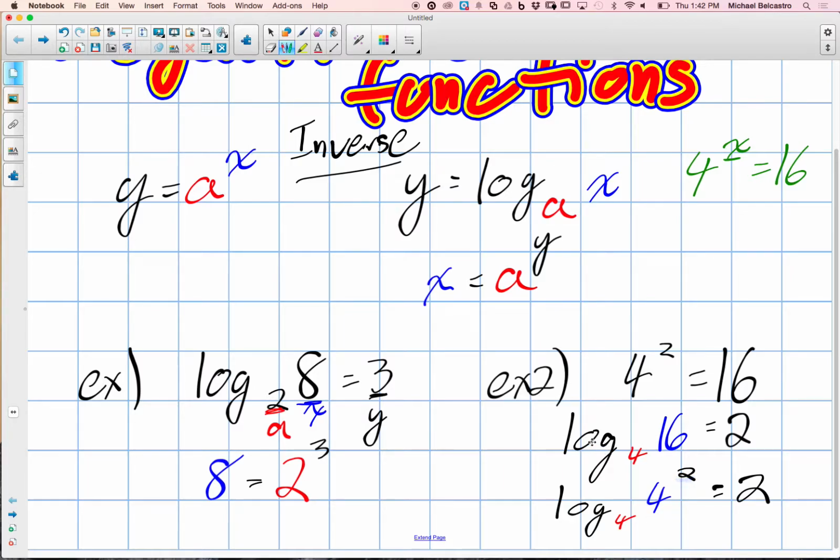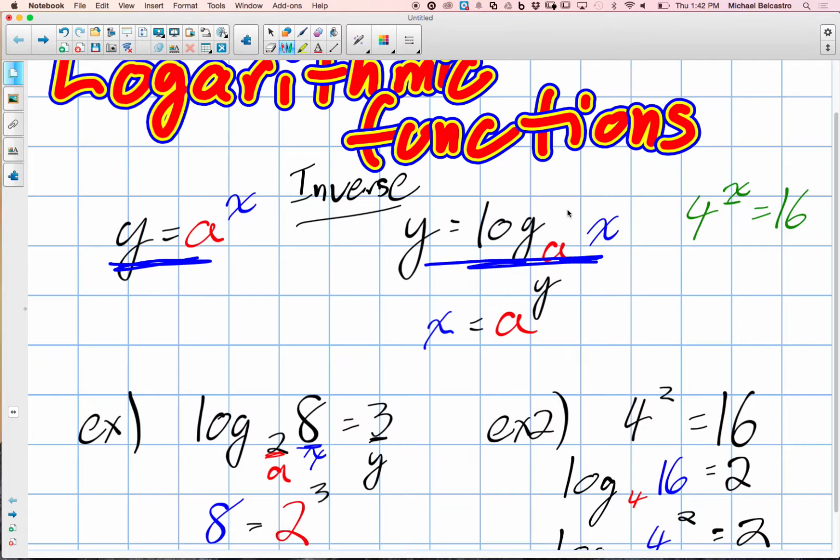You guys are going to try it a little. Hopefully it'll make a little more sense as you work through it. We'll talk about how these two are inverses of each other. Okay, so we're going to switch to the other page here.